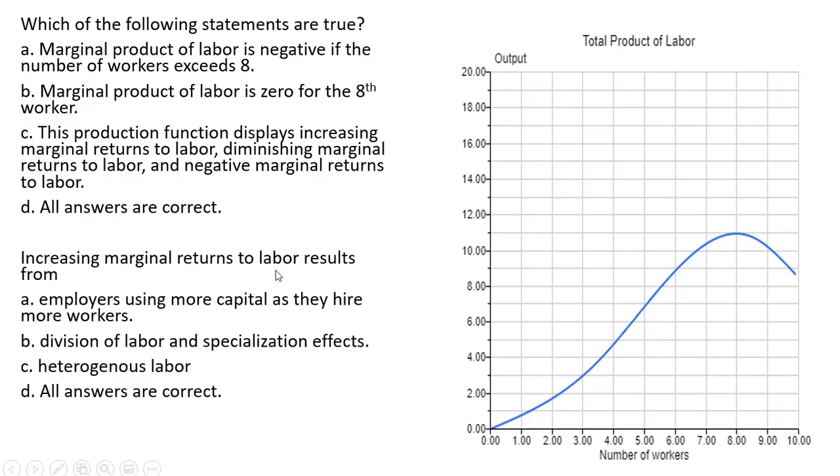Increasing marginal returns to labor results from employers using more capital as they hire more workers. That is incorrect. It's due to this answer here, B. Answer choice B is correct. Division of labor and specialization effects.